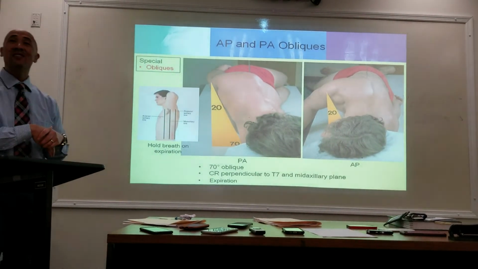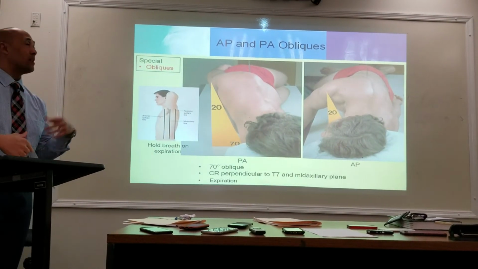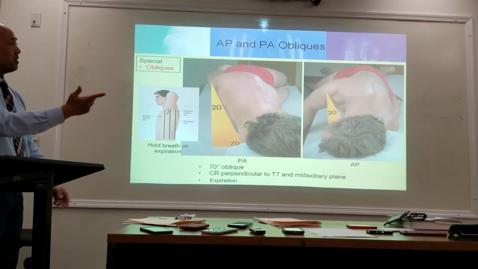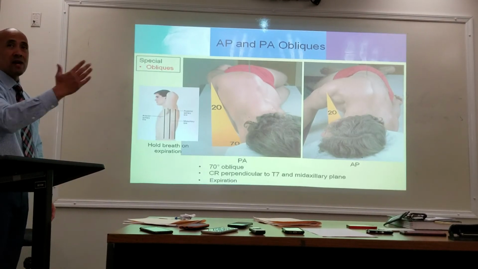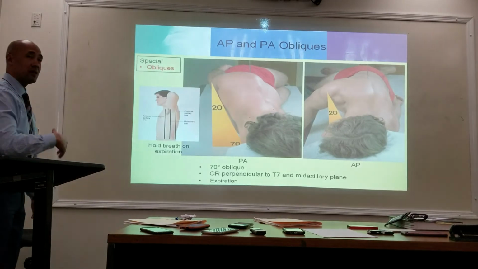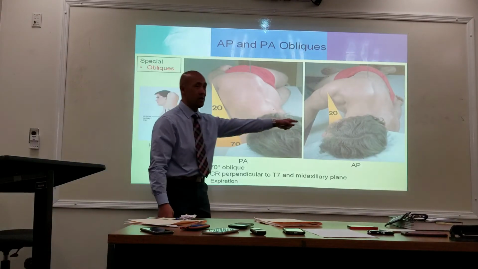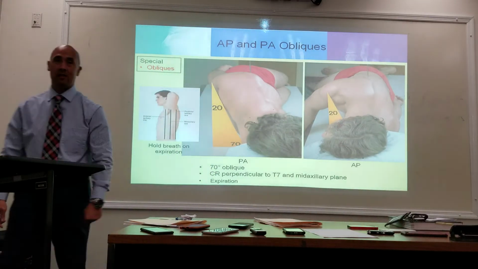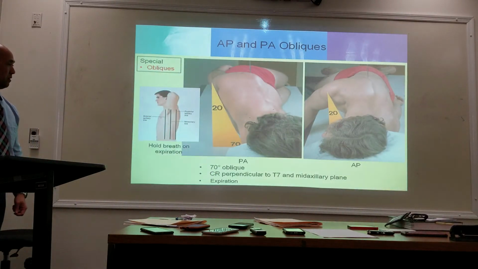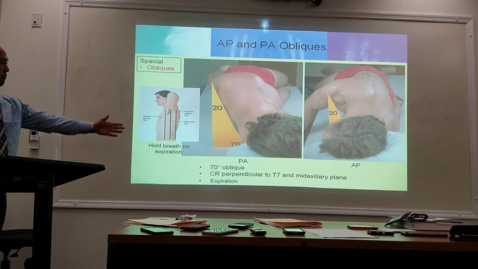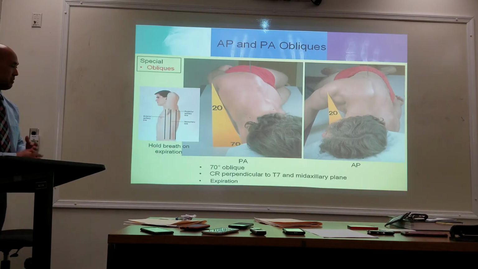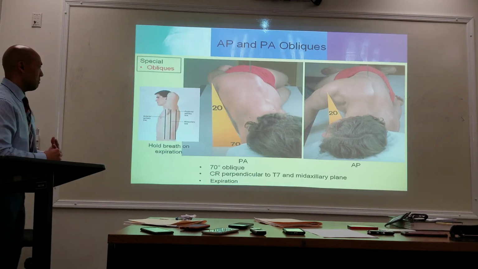All right, guys, and here's the oblique. So from the lateral, you're either going to oblique 20 degrees either way. If it's a posterior oblique, we're looking at the side furthest away. If it's an anterior oblique like so, we're looking at the side closest to the image receptor. So 70-degree obliquity, either direction. Central ray is going to be perpendicular to T7 and the mid-axillary plane.